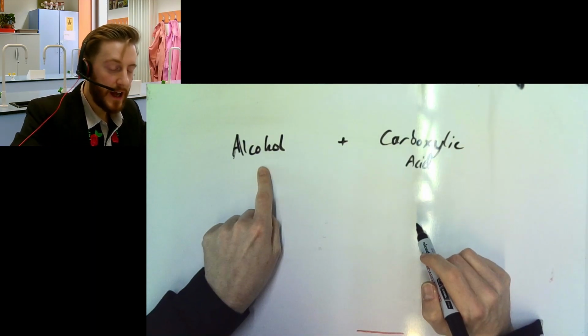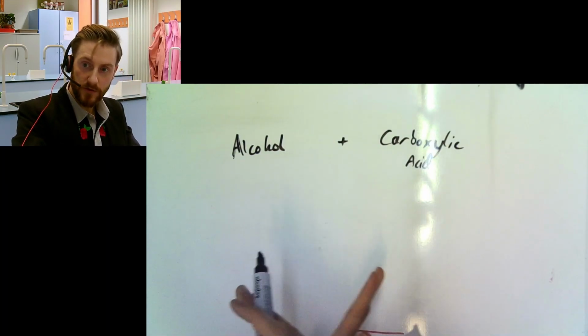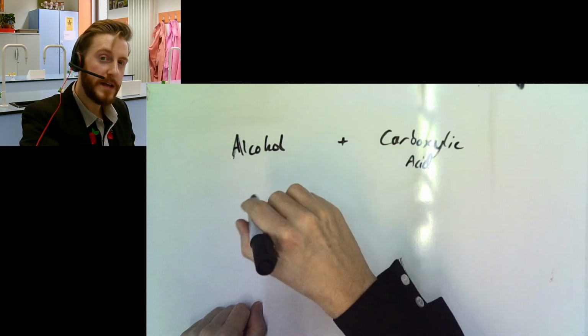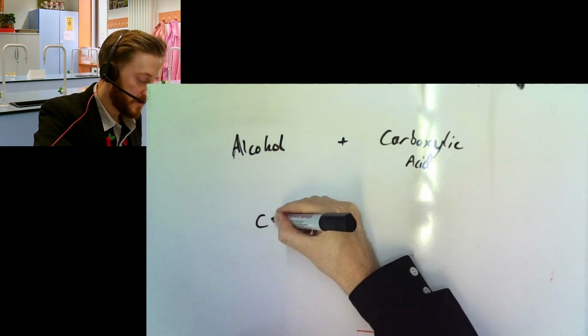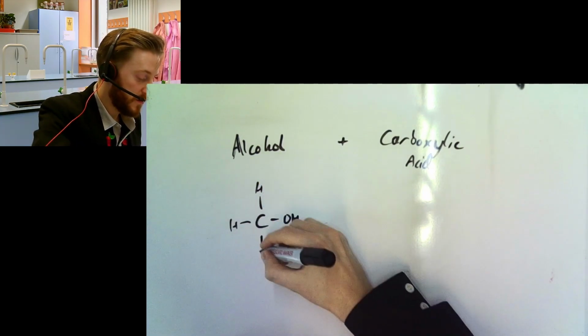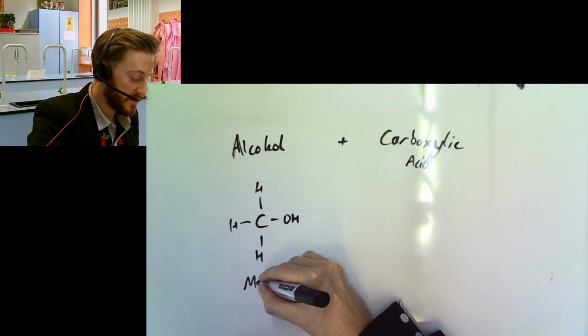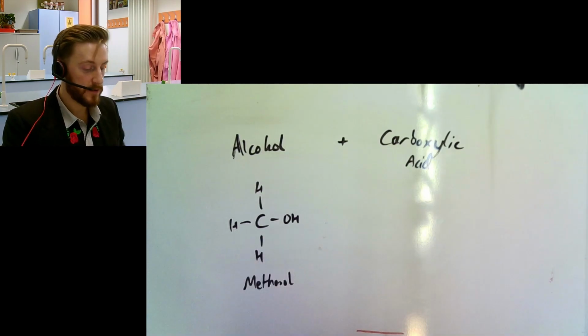It's always the alcohol part of the name that comes first. Now, it might not always be drawn that way because they could draw it the opposite way around, but I always name it based on the alcohol side. So if I have any kind of alcohol, let's take a nice simple one. One carbon, one is meth. So this is a methanol, one carbon alcohol.